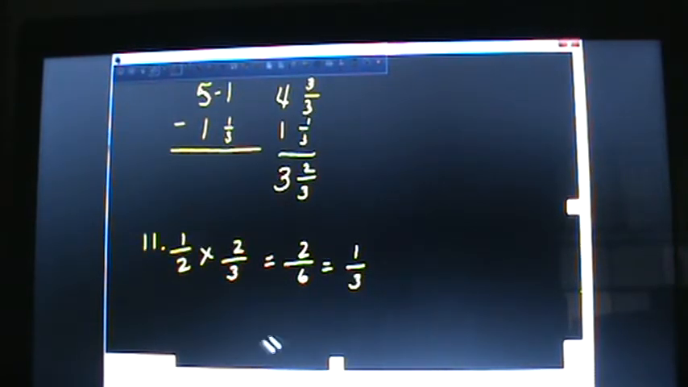I could also cross multiply. 2 will divide into 2 one time. So then I could simply multiply straight across. 1 times 1 is 1. 1 times 3 is 3. I'm still going to get the same answer whether or not I cross multiplied or I simply multiplied straight across and then reduced down.